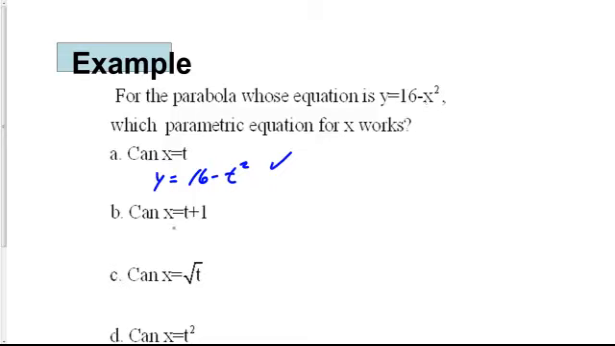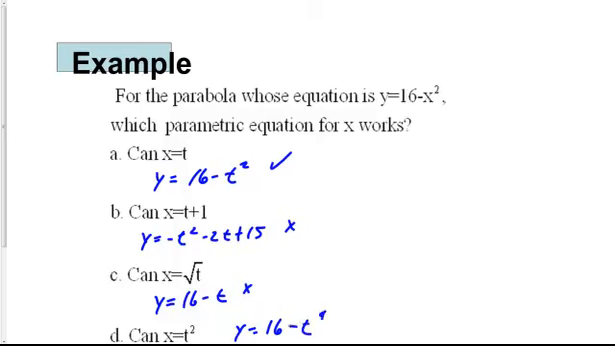If I substitute t plus 1 in this place here, I'm going to get y is equal to, I think, negative t squared minus 2t plus 15, so that's not going to work. If I do the same thing here, I get y is equal to 16 minus t, so that's not going to work either. And then if I do the last one, I get y is equal to 16 minus t to the 4th, so that's not going to work. So you must make sure that f of t and f of x are equal in order to substitute parametric equations.